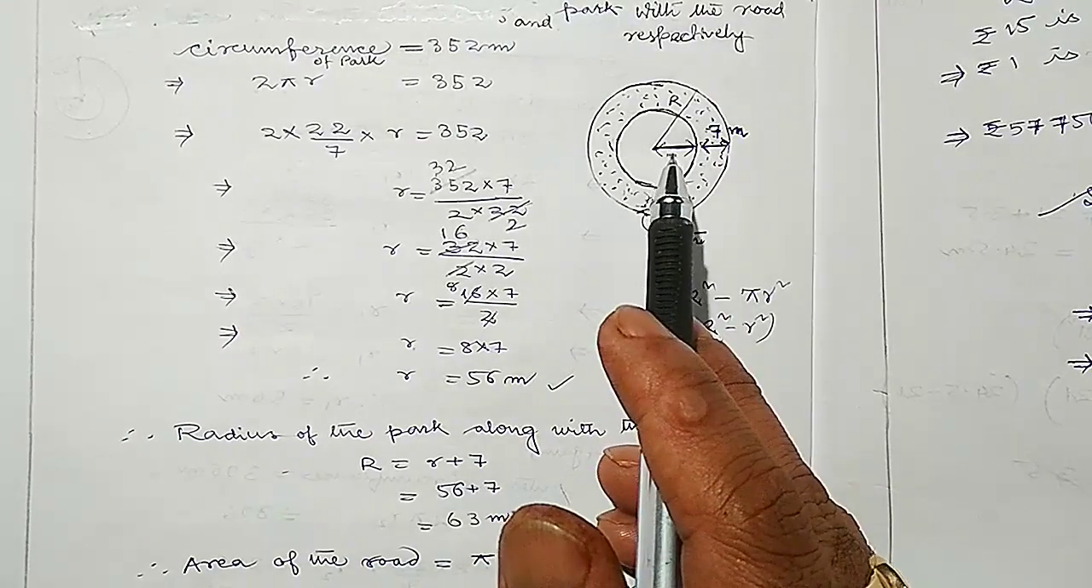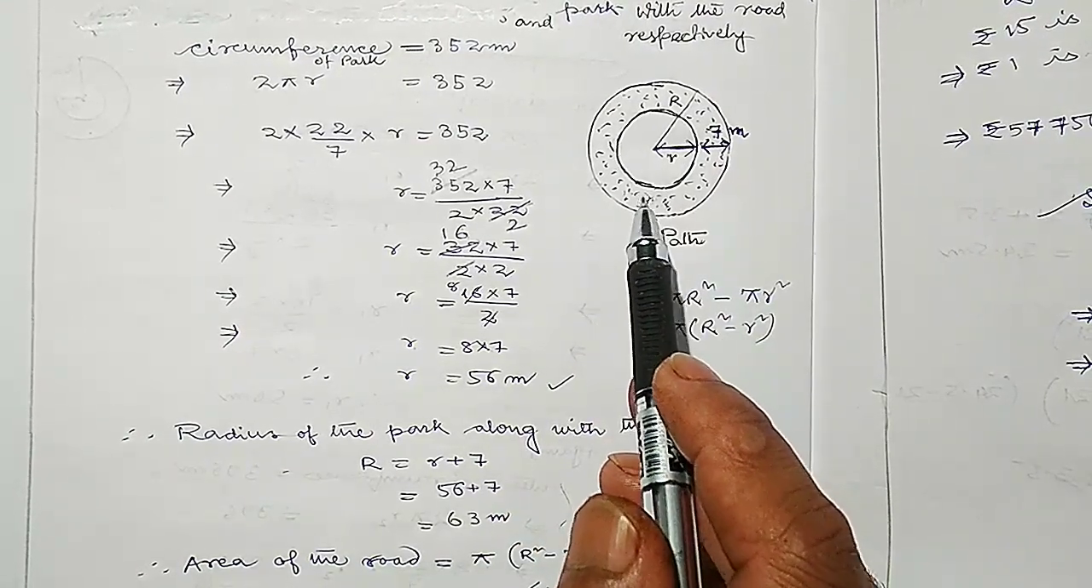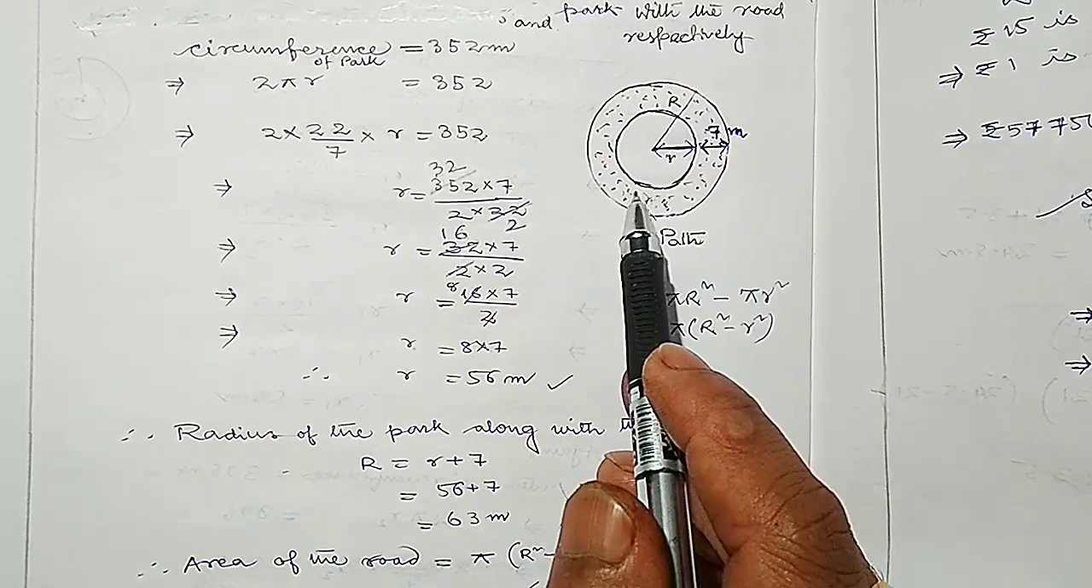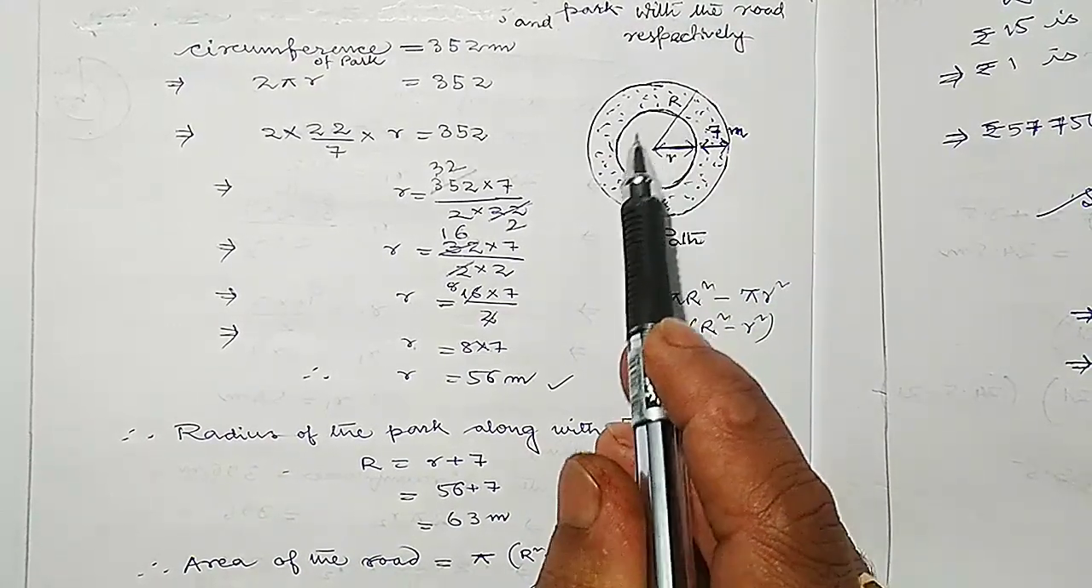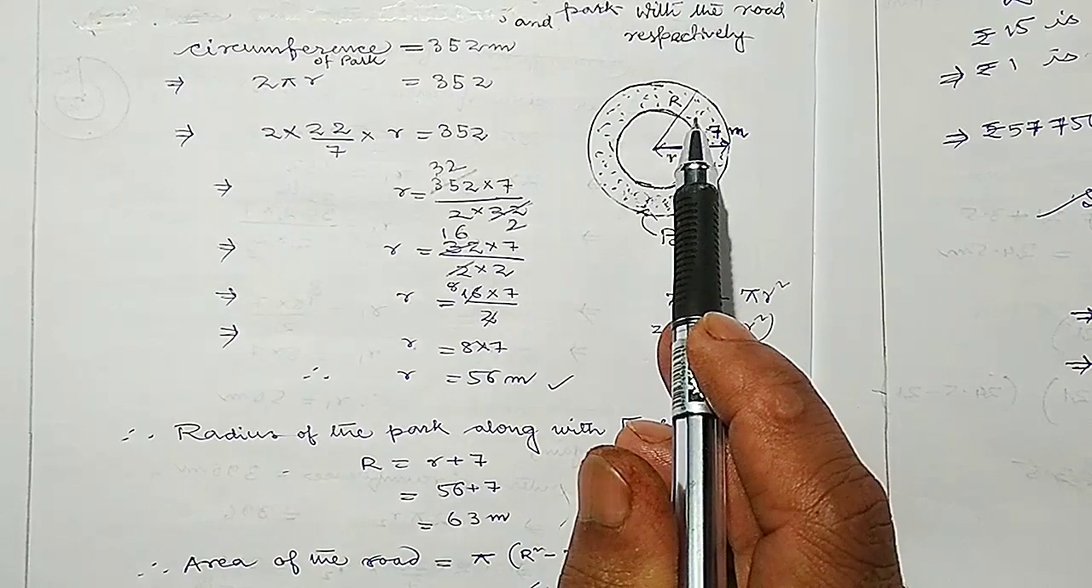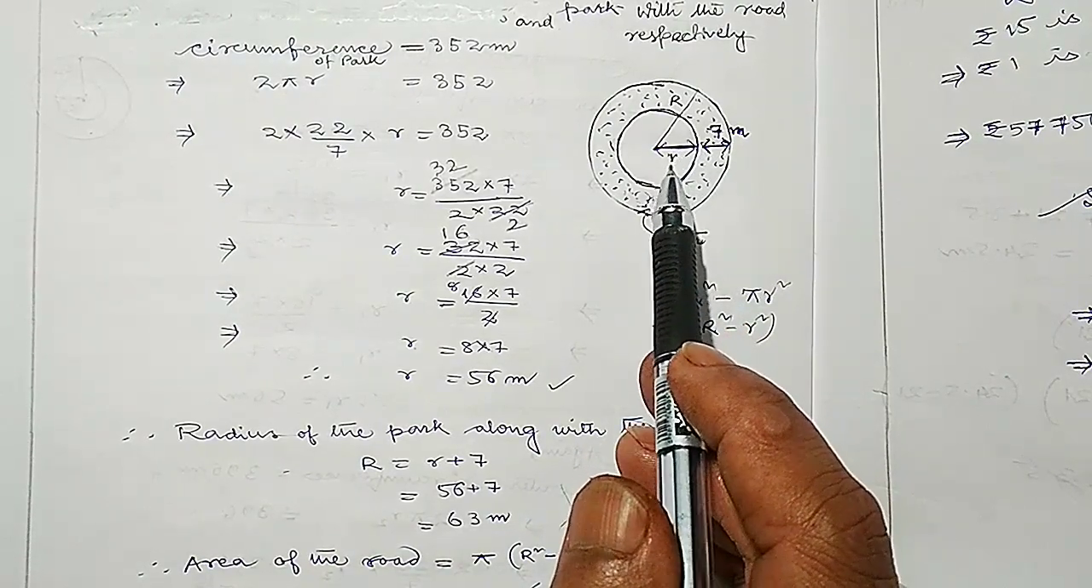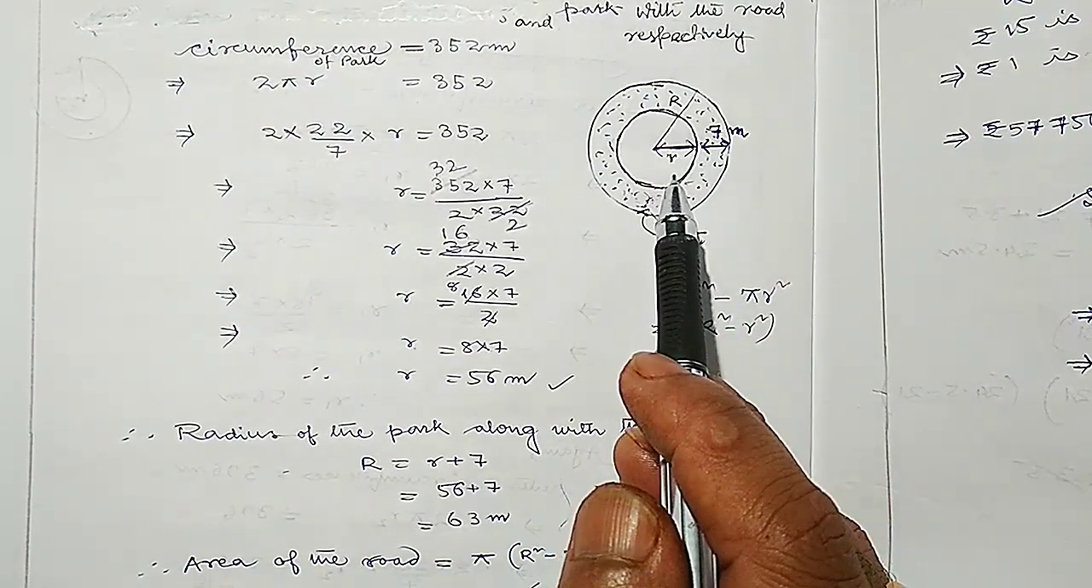Whenever this type of sum is there, if you want to calculate the area of this region, this part, then always subtract the area of the smaller circle from the area of the bigger circle. I hope this sum is clear. Let me discuss the next question, that is question number 14.